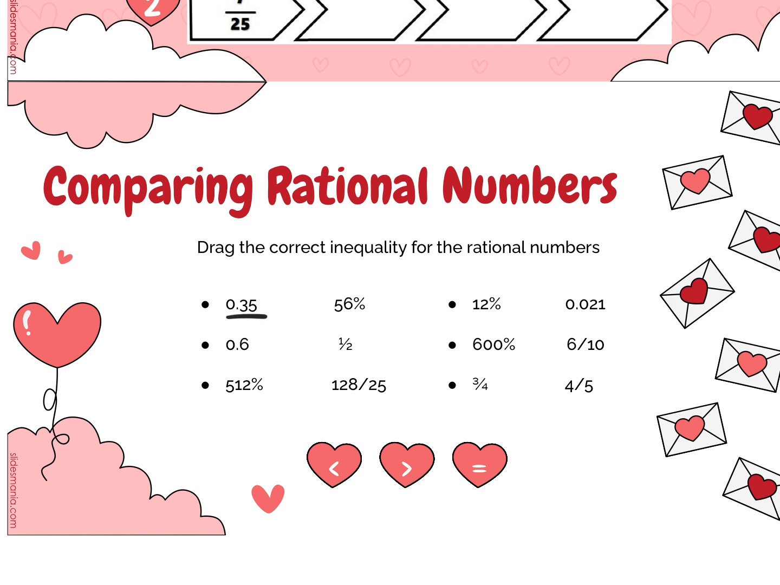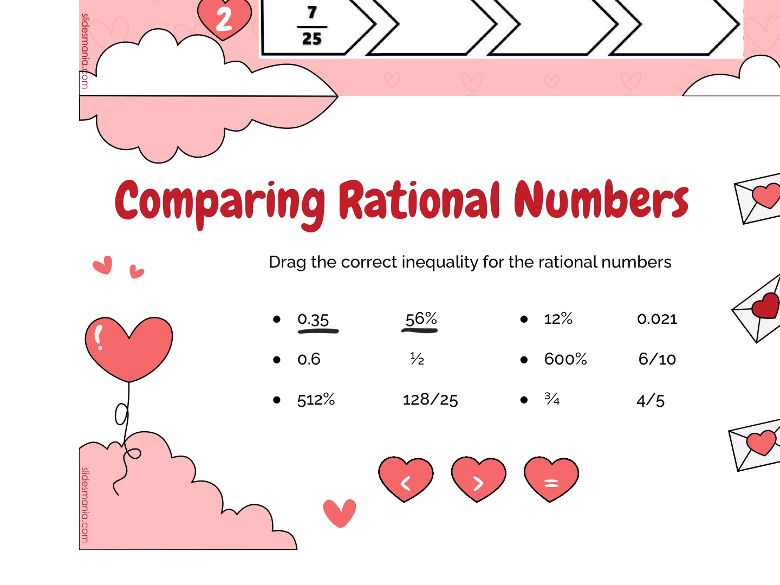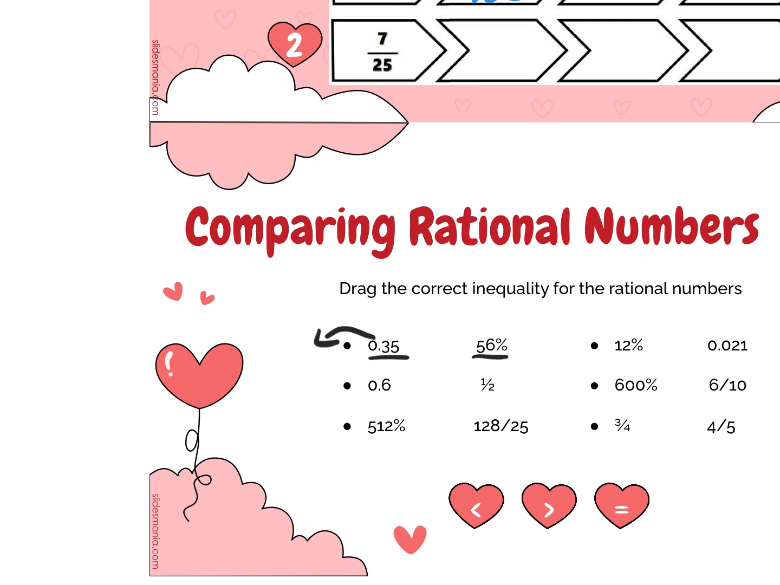So we have 35 hundredths and 56%. We're going to write them both out of 100, or make them fractions, and see if we can get the denominator of 100 so we can compare them. So this is 35, not tenths, it's hundredths, not thousandths. So we're going to write it as 35 out of 100.